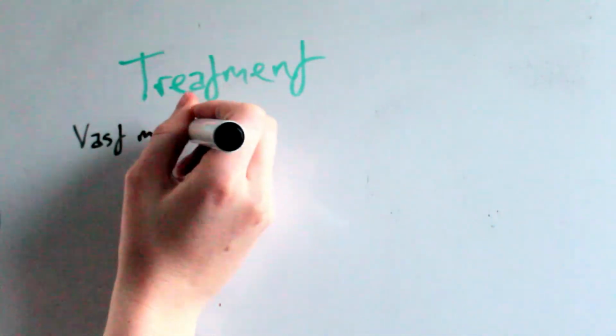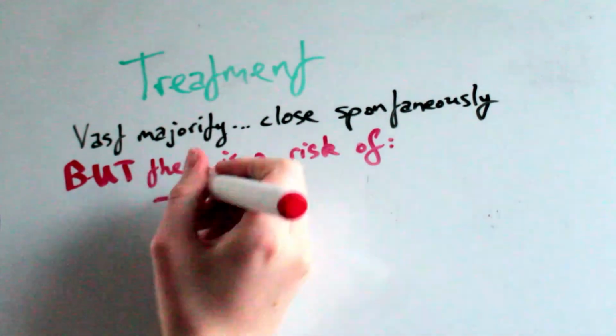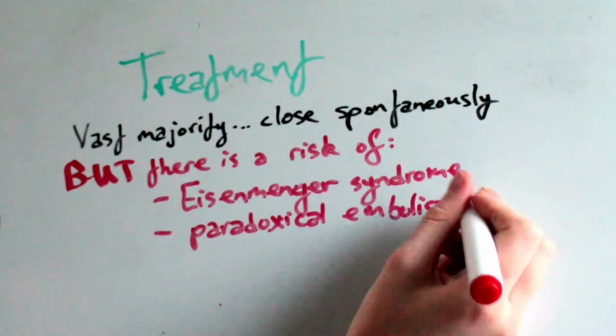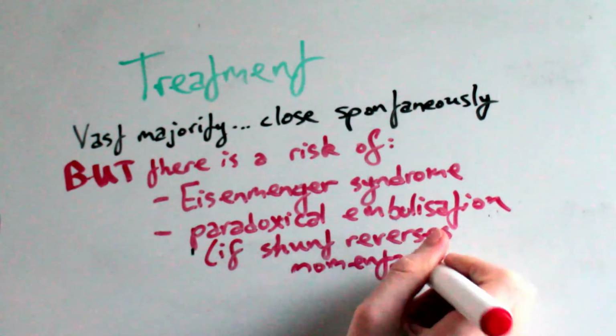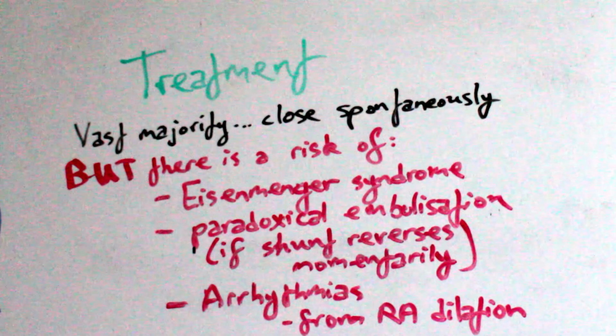The vast majority of ASDs close over spontaneously, but there is a risk of Eisenmenger syndrome, paradoxical emboli if the shunt reverses momentarily, and arrhythmias as a result of right atrial dilatation.